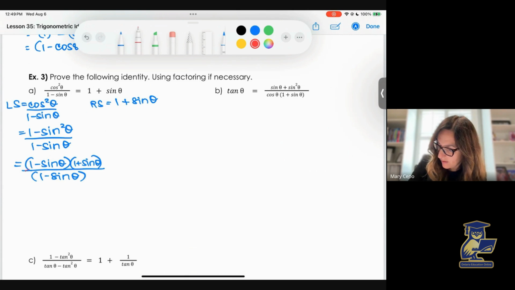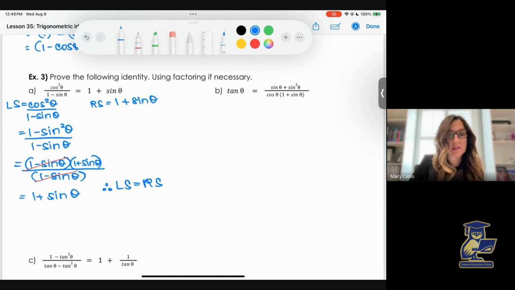So again, common factor, those cancel out, and we're left with 1 plus sine theta, which of course is equal to the right side. So therefore, left side is equal to our right side.